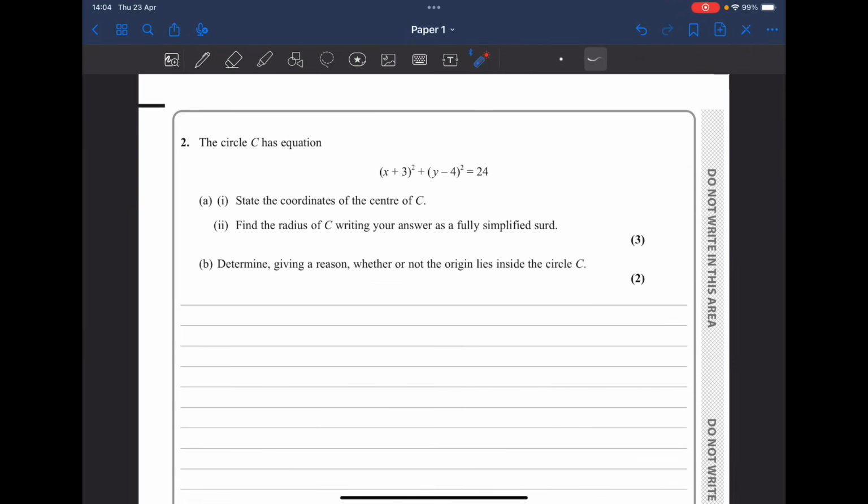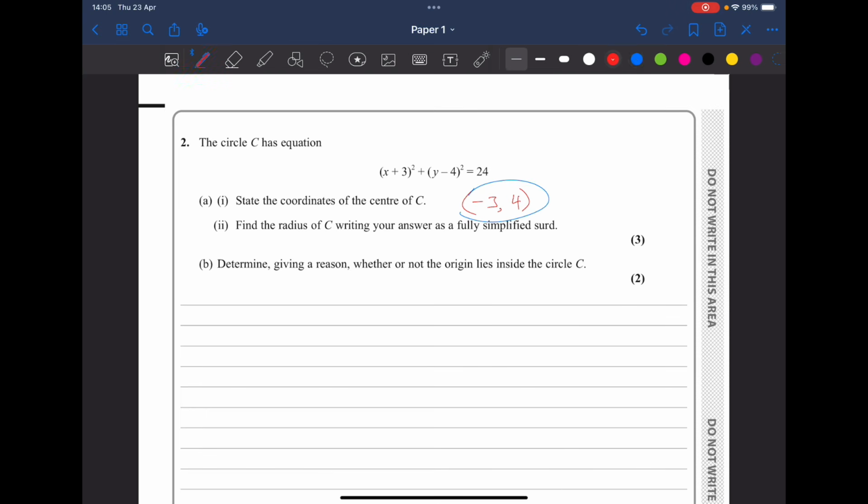Number 2, a circle C has this equation: (x + 3) squared plus (y - 4) squared is 24. State the coordinates of the center. So this works similar to the transformations. When we're inside a bracket, it kind of works the wrong way around. So this is moved left by 3 and up by 4. So the coordinates of the center are going to be -3, left by 3, and then up by 4 gives us a positive 4.